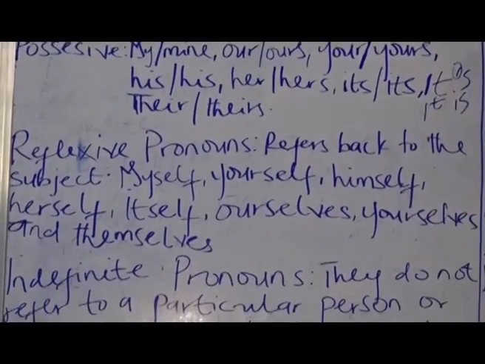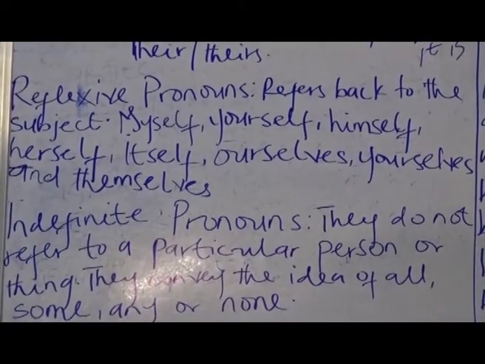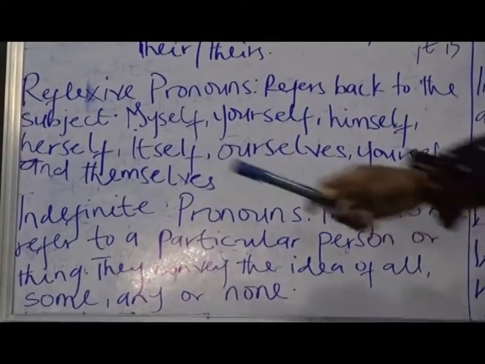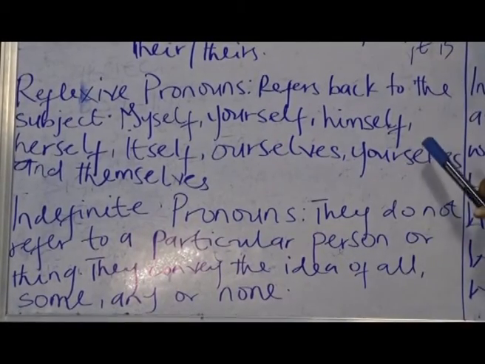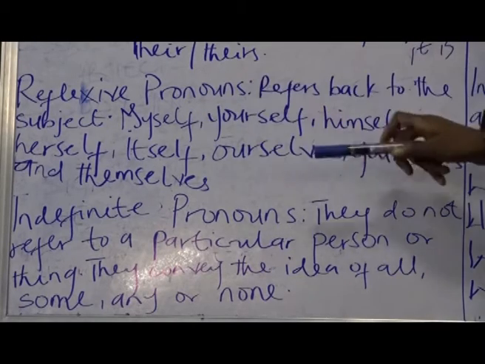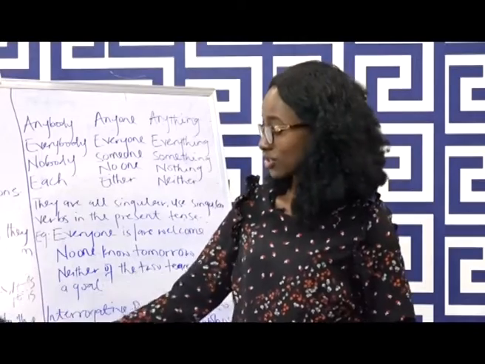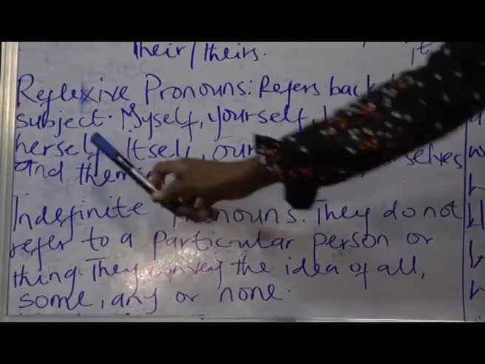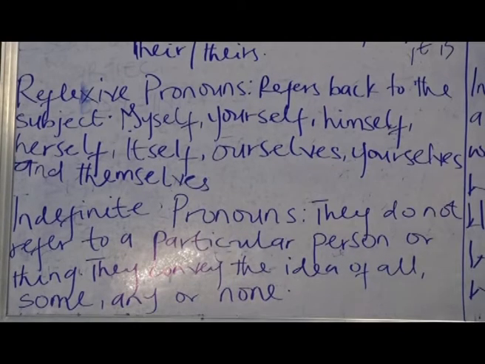These type of pronouns refer back to the subject, and they are just 8 in number. Myself, yourself, himself, herself, itself, ourselves, yourselves, and themselves. Now, they are just 8 in number. There is no other reflexive pronoun. If you count them, 1, 2, 3, 4, 5, 6, 7, and 8. They are just 8 in number.